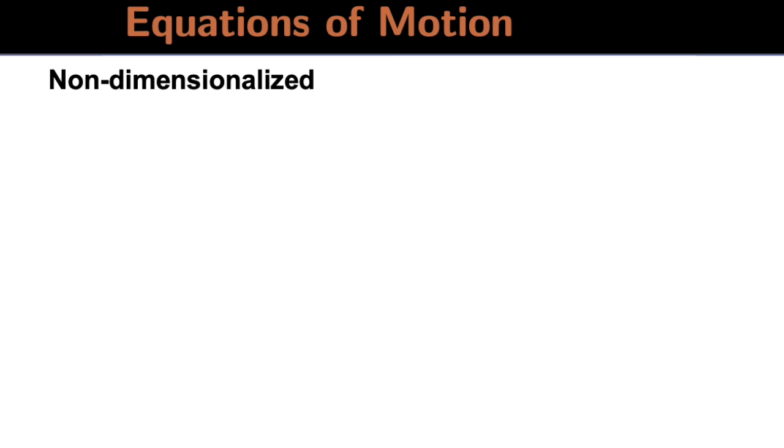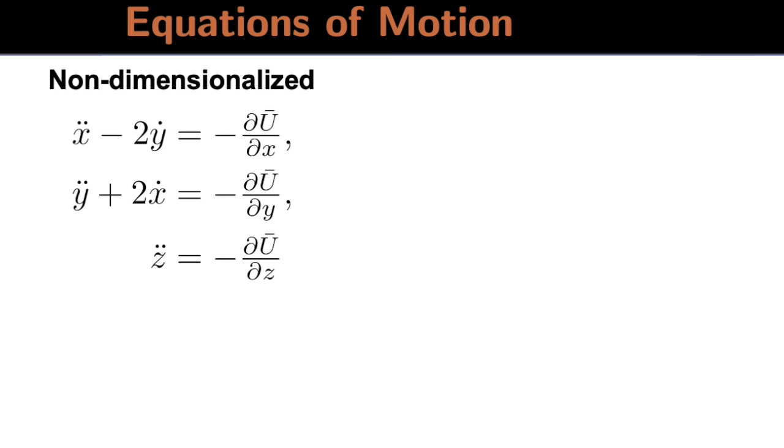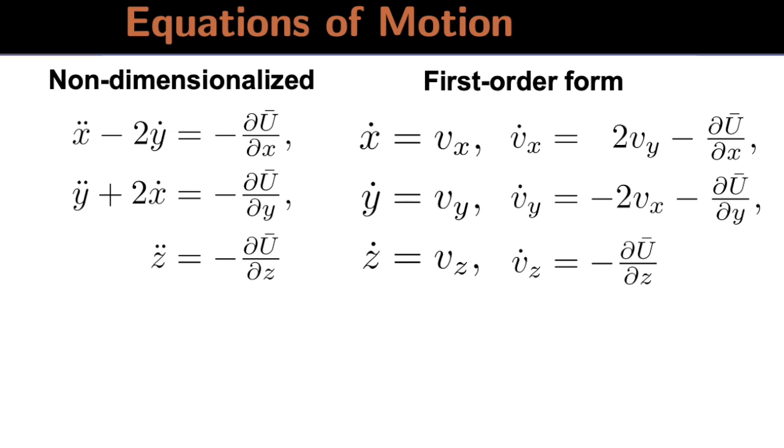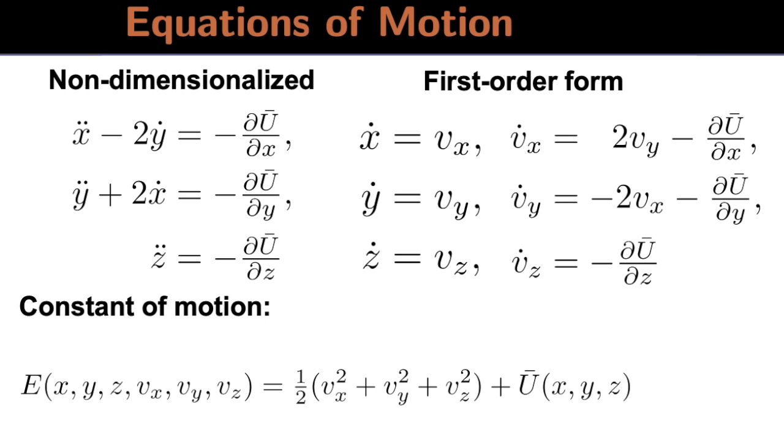So the equations of motion, when we non-dimensionalize them, we get this set of second-order ODEs. So this is for how the particle P is moving in terms of x, y, and z, Cartesian coordinates in the rotating frame. We put this in first-order form, and we have 6 first-order ODEs. And there is a constant of motion. There's only one. In the two-body problem, there are 5 independent constants of motion. Here, there's one that we can write analytically.